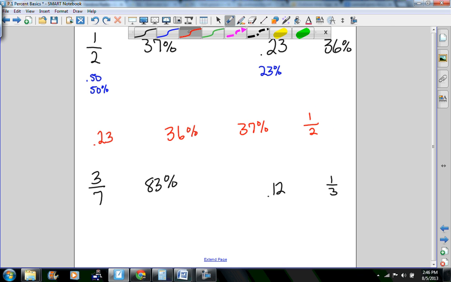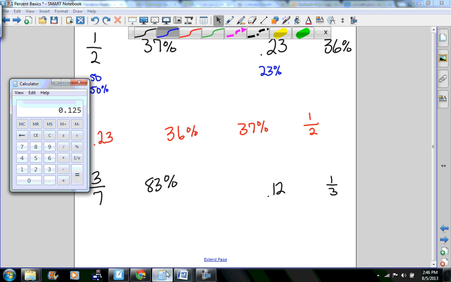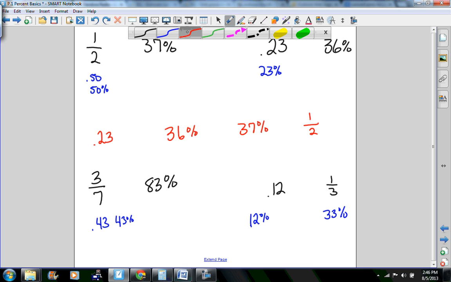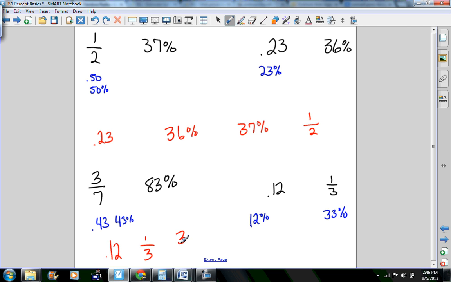Down here on the bottom, the same thing. 3/7, so I'm going to need a calculator for that one. So that's 0.43, because I'm going to round up. Or 43%. That needs to be a percentage. 12%. And we know this one from earlier was 33%. So now to write them in order from least to greatest, that was first, so 0.12. That was second, 1/3. That was third, 3/7. And last was 83%. Least to greatest.